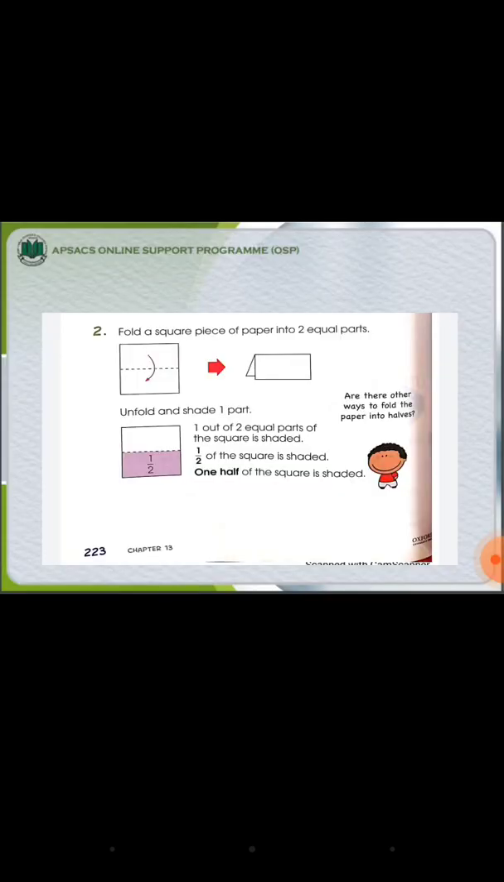Next question is, how can Raju and Meling share the cake equally? If there are 2 kids, so the cake is divided into 2 parts. So denominator is 2 and for 1 children, 1 by 2 is the required fraction. This is question number 2. Fold a square piece of paper into 2 equal parts and unfold and shade one part. This is how you can divide an object into 2 halves.